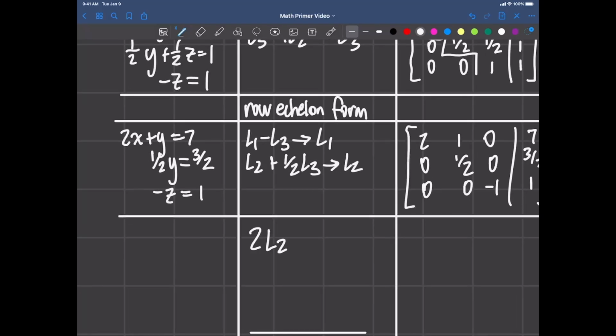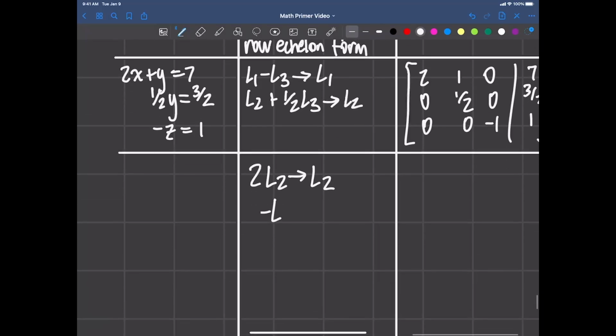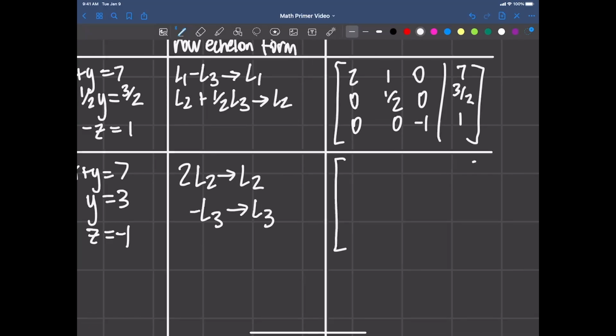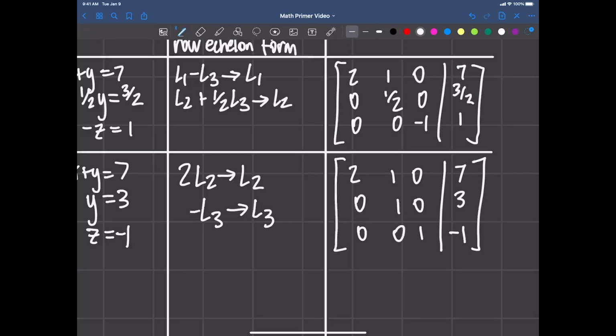Next, let's do 2 times row 2 applied to row 2. And let's negate the third row. That makes 2x plus y remain as 7, y equal to 3, and z equal to negative 1. Which turns the matrix into 2, 1, 0, 0, 1, 0, 0, 0, 1. And on this side, 7, 3, negative 1.